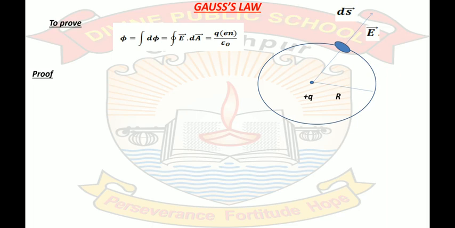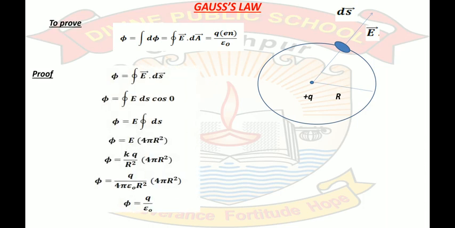Suppose if I would have taken a cube, then the direction of area vector and the direction of electric field would be entirely different at every point. And we cannot generalize that E dot ds, because E dot ds is equal to E ds cos theta. And if the angle between E and ds changes at every point of the surface, then what happens? We cannot integrate it. Is it clear? That's why it is taken as a sphere, so that the direction of electric field and the direction of area vector always remain the same. So let us prove it mathematically.